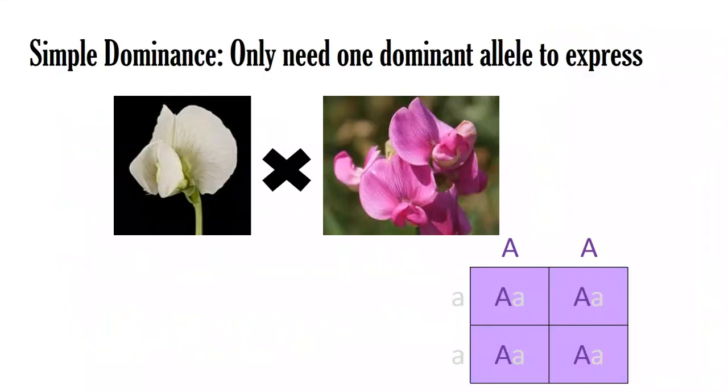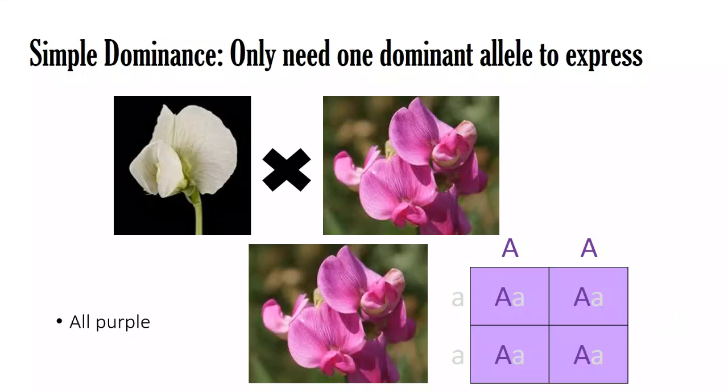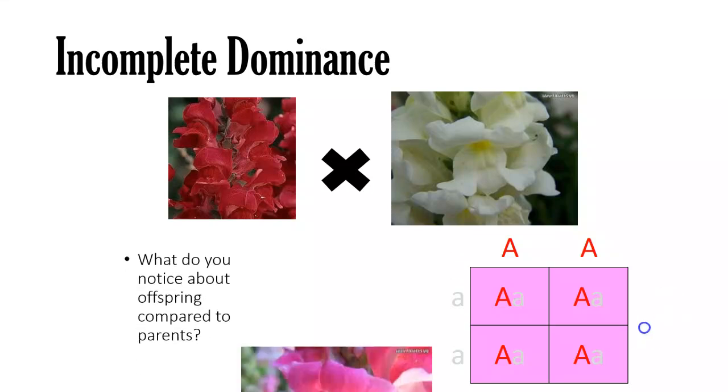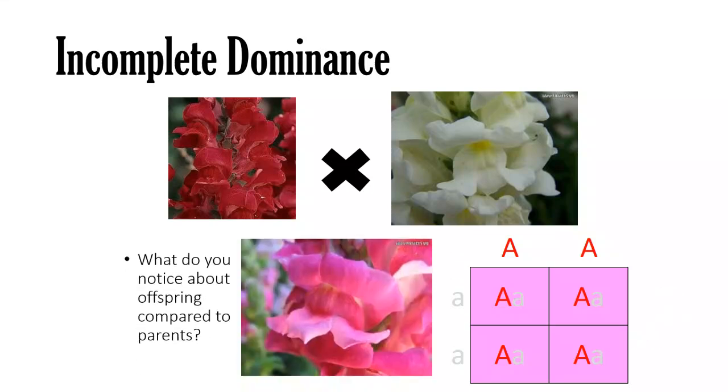So we've already looked at simple dominance. Only one dominant allele is needed to express. So you cross white and purple, all the offspring are purple, and we're really comfortable with how to do that. Today we're going to start with incomplete dominance. With incomplete dominance, just as I showed you before with our snapdragons, you cross a red snapdragon and a white snapdragon, and when you look at the offspring, they happen to be all pink.